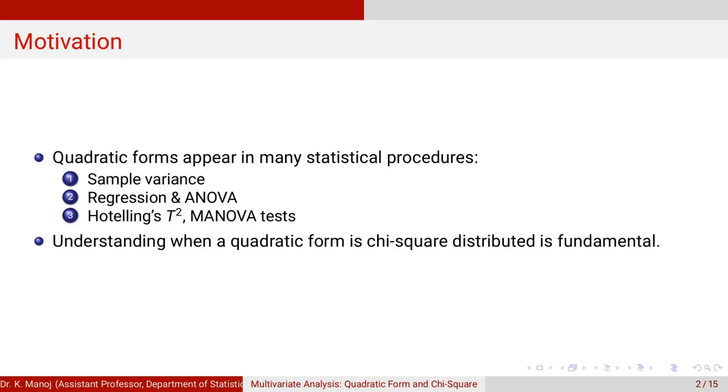Quadratic forms may sound abstract, but they appear everywhere in statistics. For example, in calculating sample variance, in regression and ANOVA sums of squares, and in advanced multivariate tests like Hotelling's T-square and MANOVA. So, it is essential to know when a quadratic form behaves like a chi-square distribution.